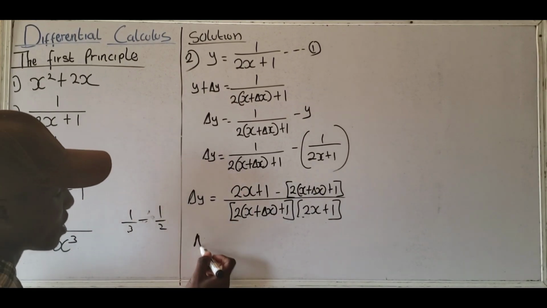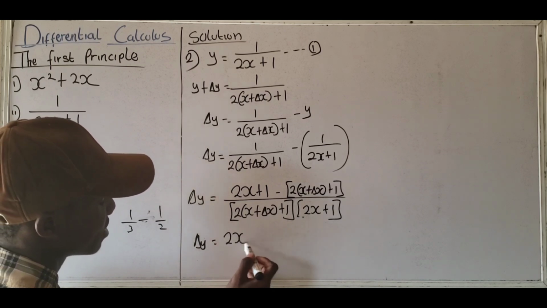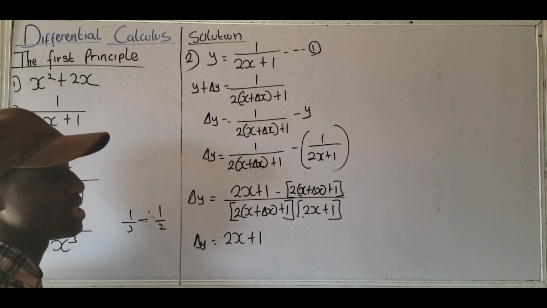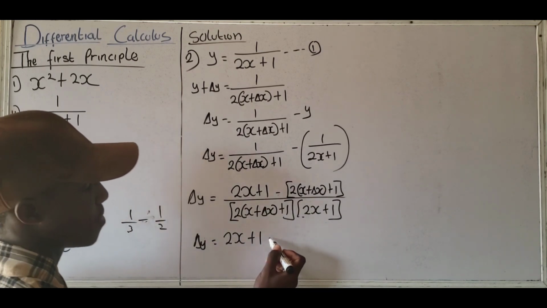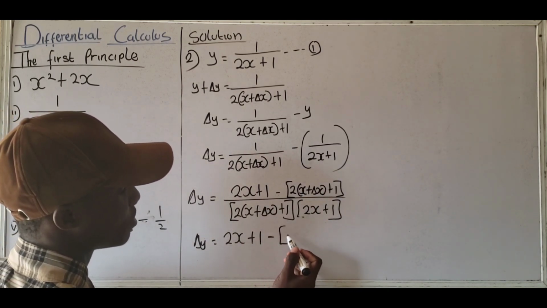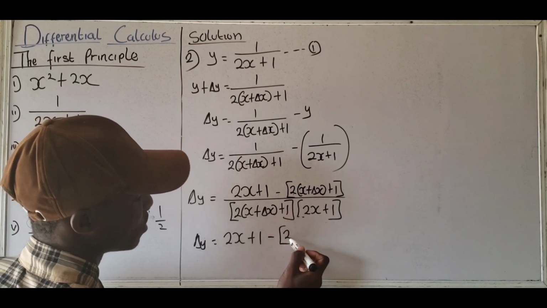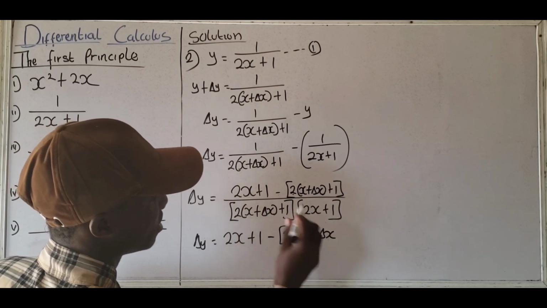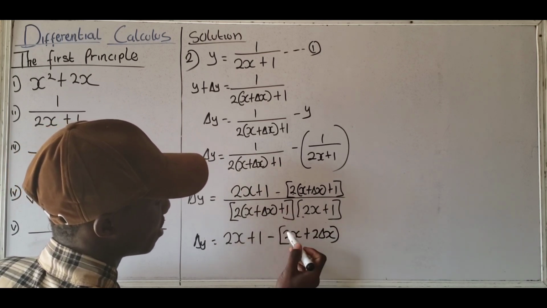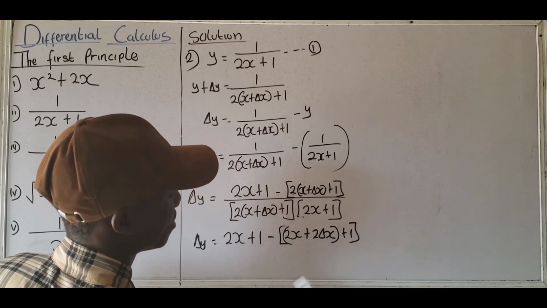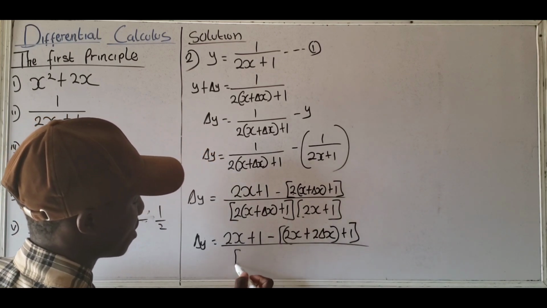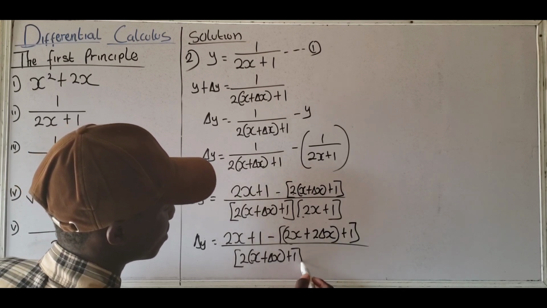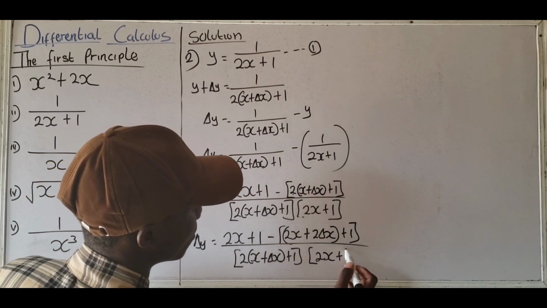So, I'm going to have delta y is equal to 2x plus 1 minus, use this negative sign to multiply through the bracket. We are going to have minus, okay, let's do it one by one. 2 times x, that is 2x. 2 times delta x, that is positive 2 delta x. Plus 1, all over 2 into bracket x plus delta x plus 1, 2x plus 1, okay?